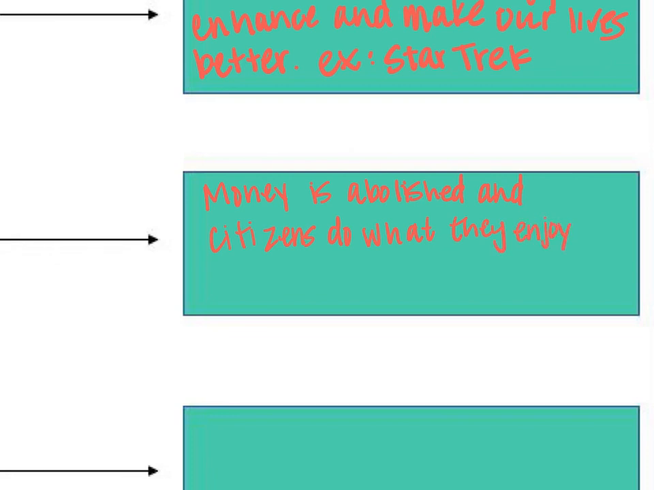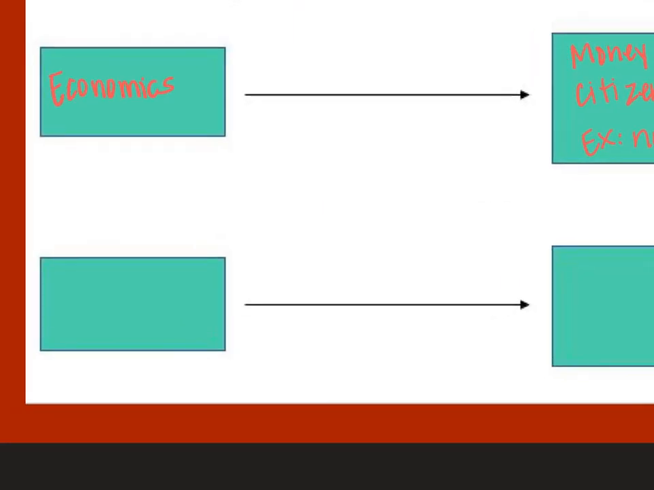I couldn't really think of a good example of an economic commune, whether it was a book, movie, whatever. So my example was none.